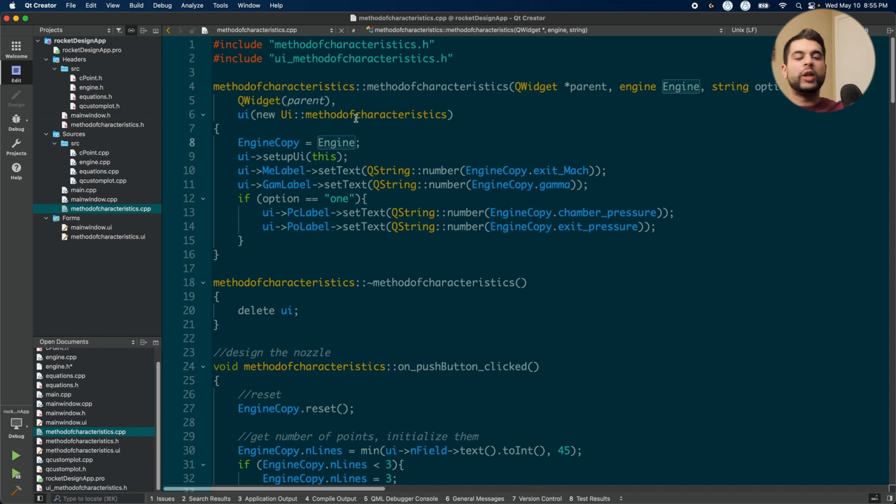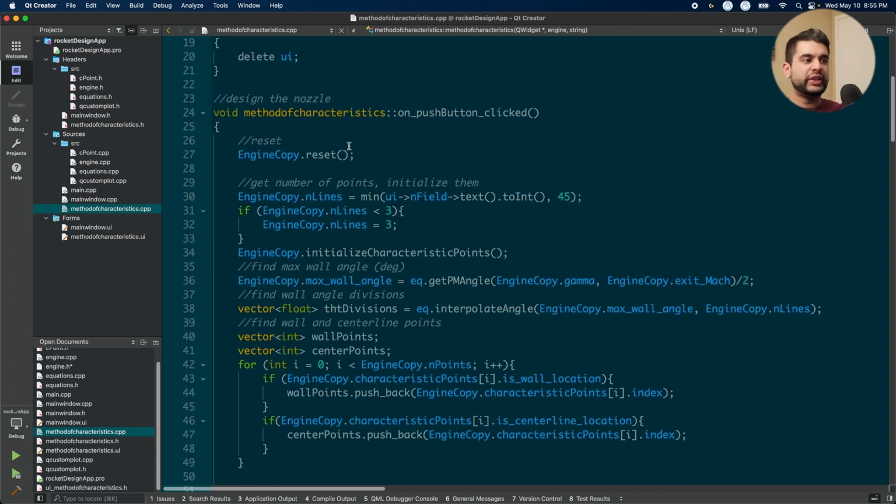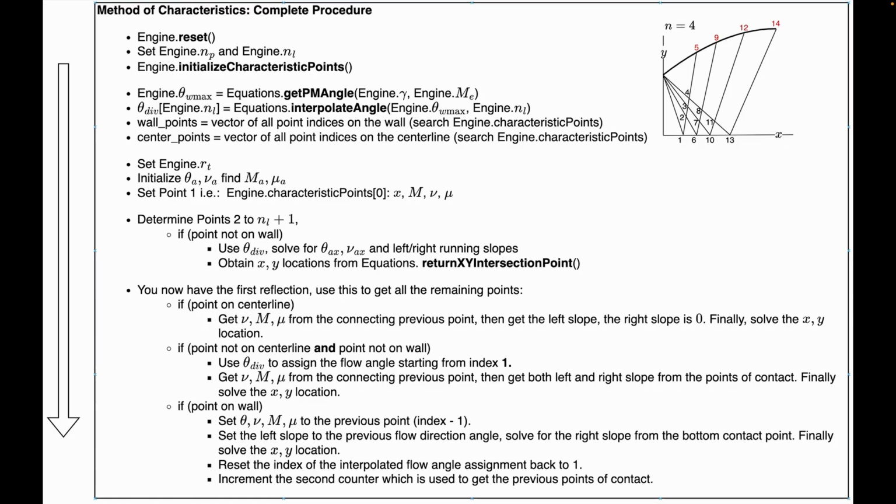So now I'm on my second page where I actually do the MOC algorithm. Over here you can see the entire procedure for the method of characteristics. With an example, we have 4 lines and 14 points. The first thing you do is you reset the engine. You set the number of points and the number of lines. So that's for 14 and 4 in this case respectively.